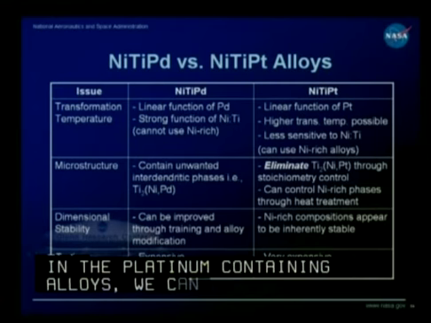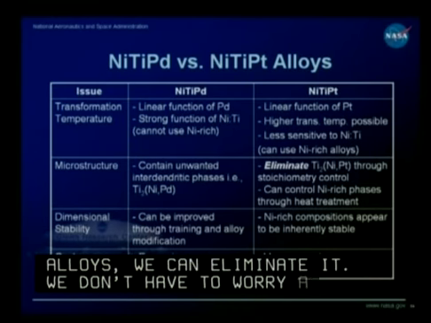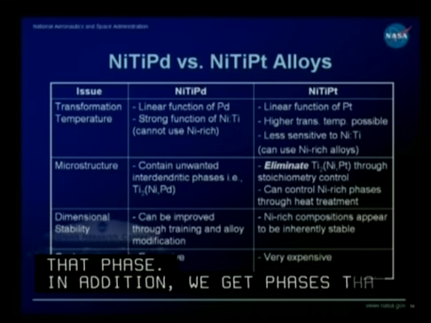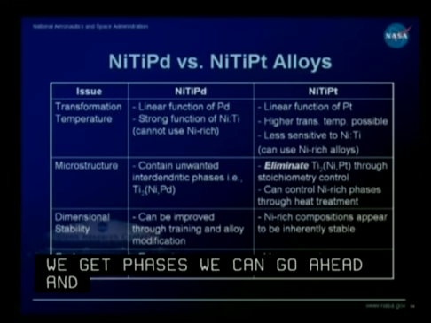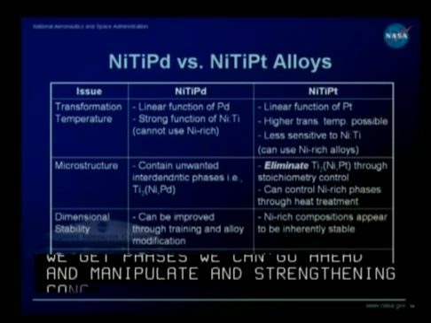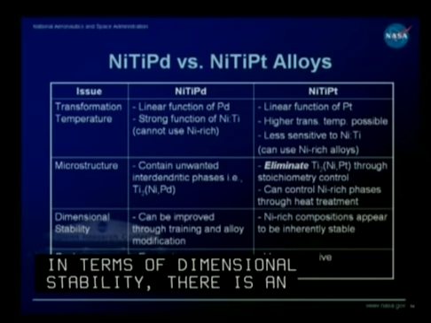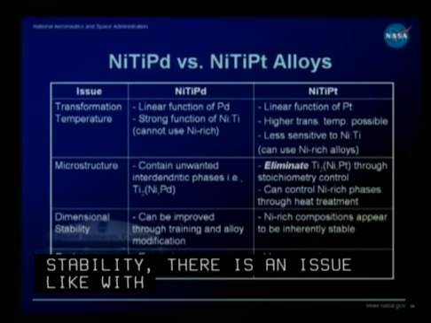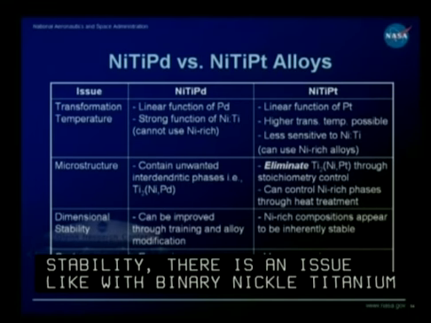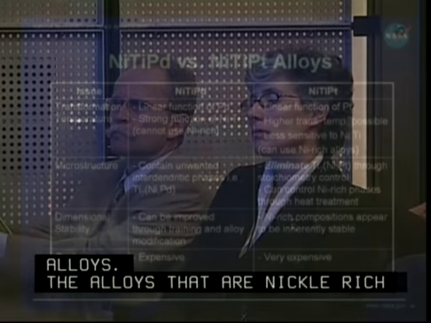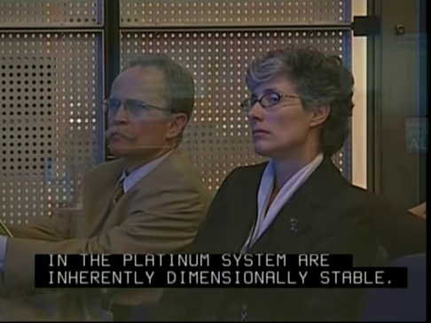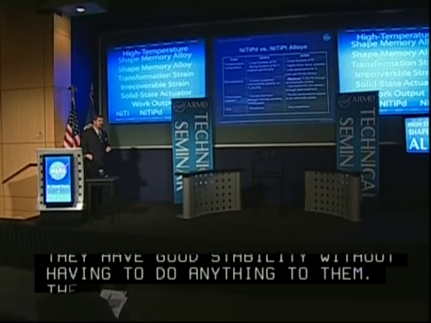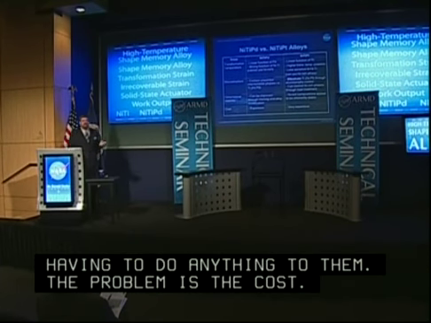And in addition, we get phases that are beneficial. We get fine precipitate phases that we can manipulate for strengthening concerns. In terms of dimensional stability, there's an issue, just like with binary nickel-titanium, with the nickel-titanium-palladium alloys. But the alloys that are a little bit nickel-rich in the nickel-titanium-platinum system are inherently dimensionally stable. They have very good stability without having to do anything to them. The problem, of course, is the cost. Palladium is expensive. Platinum is just outrageously expensive.